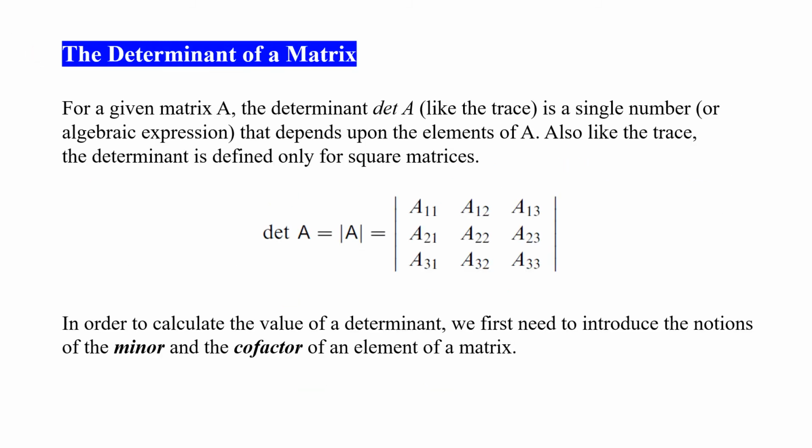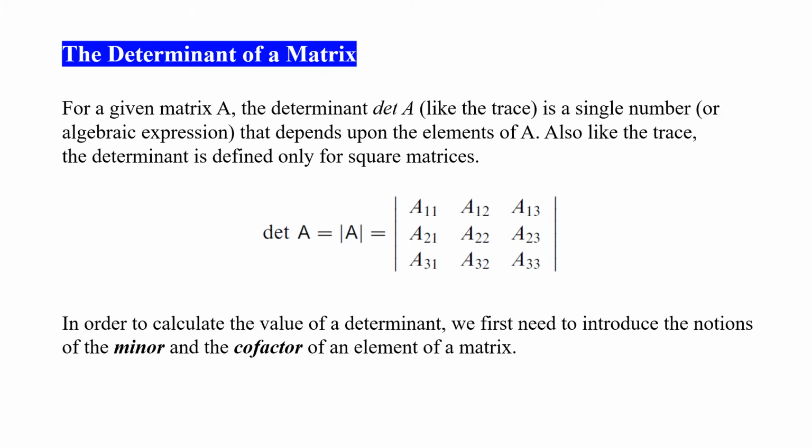So now let's discuss the determinant of a matrix. For a given matrix A, the determinant, shown as det A, like the trace, is a single number or just an algebraic expression that depends upon the elements of A. Also, like the trace, the determinant is defined only for square matrices. So you cannot get the determinant or the trace of your matrix if it is not a square matrix.